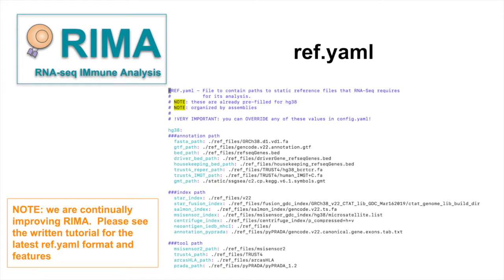The ref.yaml file contains the paths for all reference files used by RIMA. If you have followed the installation instructions provided in this tutorial, you should not need to change this file. All 4 files described in this video can be found in the RIMA pipeline directory in your RIMA installation.